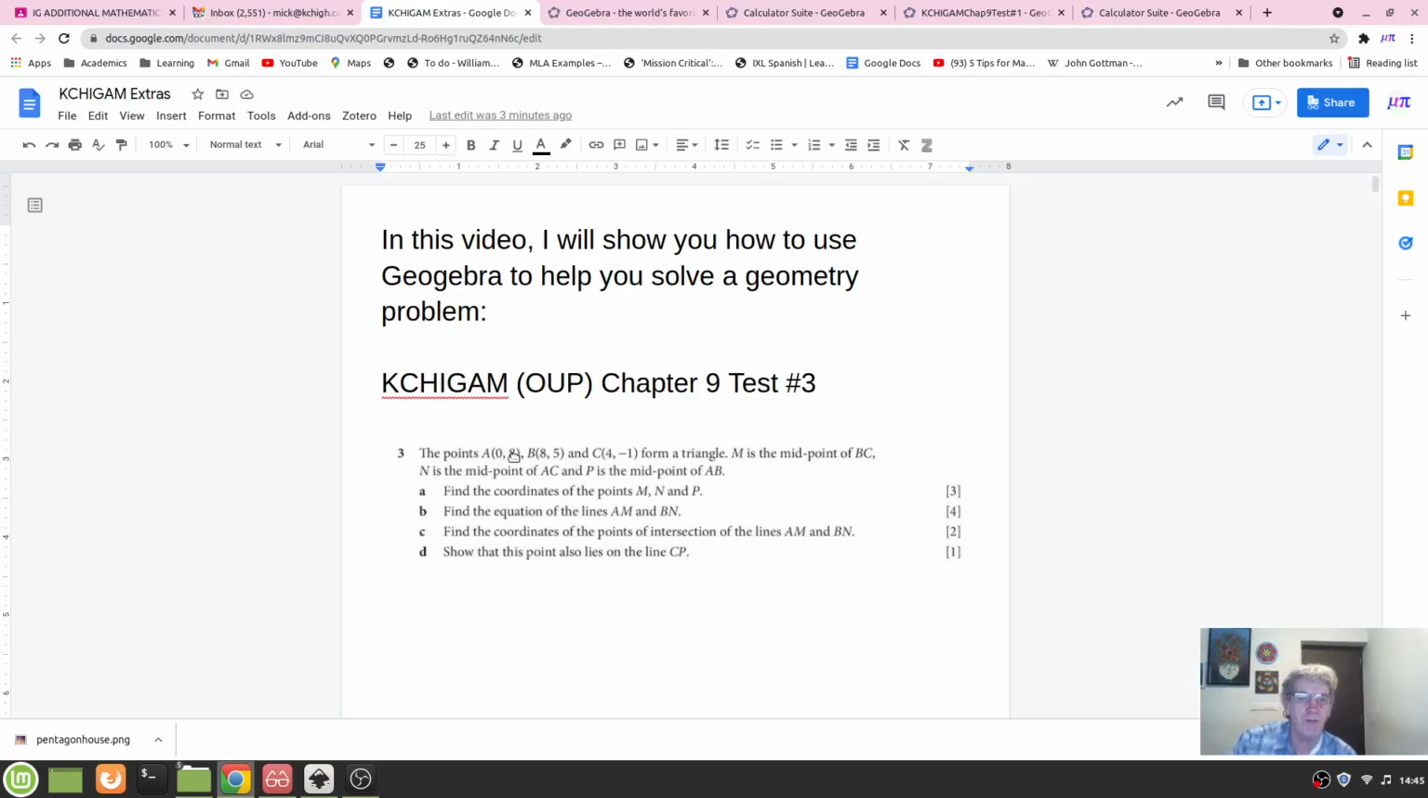I want to find the coordinates of points M, N, and P, and the equations of the lines AM and BN, all right? And then I want to show that the point also lies on CP. That's going to require a little bit of text, but visually I should at least see it anyway. It's going to require me putting in the coordinates of the intersection between AM and BN, okay? So I need that intersection. Now I have a pretty good understanding of the problem. I've read through it and it looks easy to me, actually. Now let's go and solve it, okay?